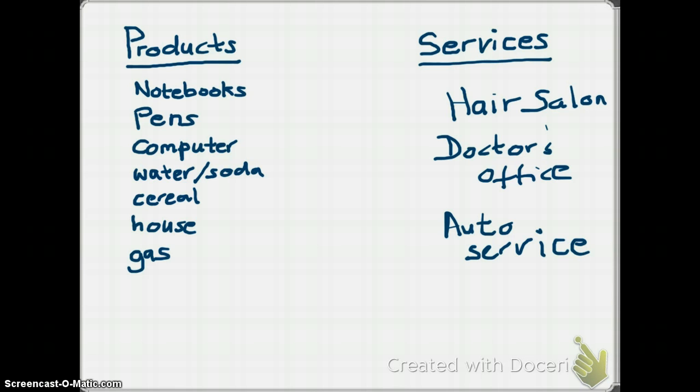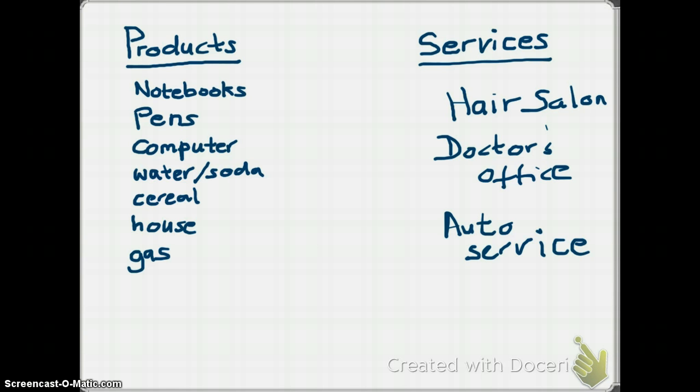How do companies that provide these services and products know how much it costs them to provide that service or product? So how much would it cost for them to manufacture a notebook, or how would a doctor's office know how much it costs them to provide you the service?